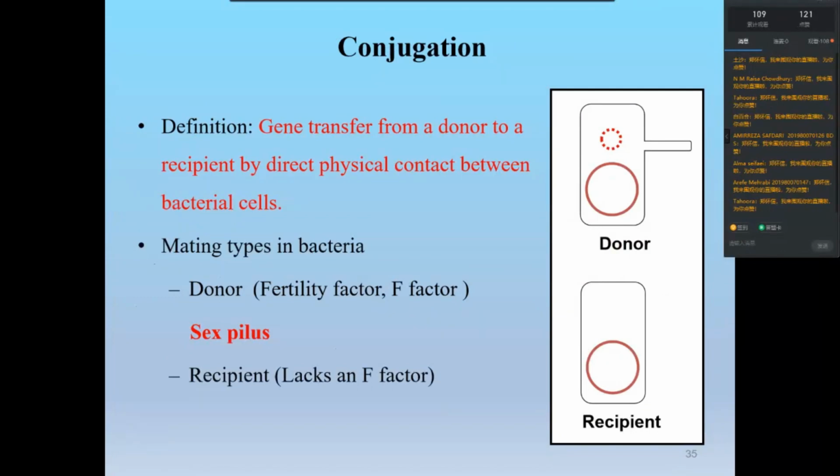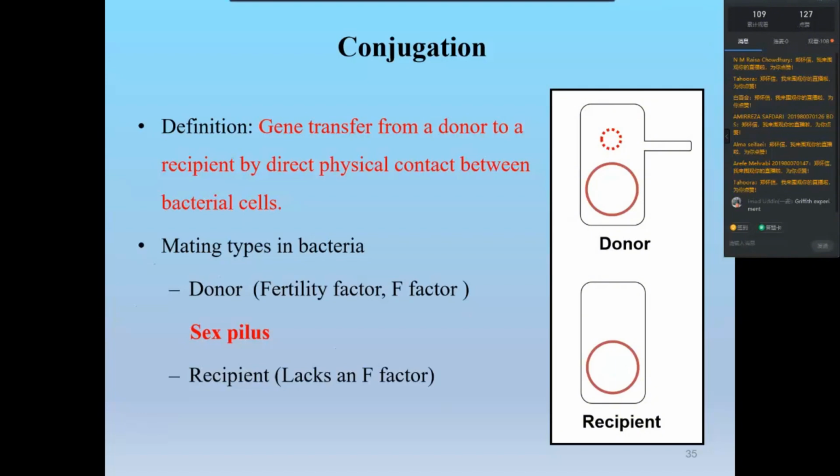Okay, another method also mentioned in the video is called conjugation. This one we talked about a little bit when we introduced the bacterial structure. We learned that bacteria can produce special pili called sex pili. So this is gene transfer from a donor cell to a recipient cell by direct physical contact between bacterial cells. And the mediator in this procedure is the sex pili.